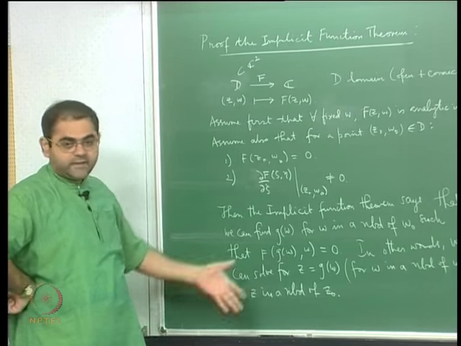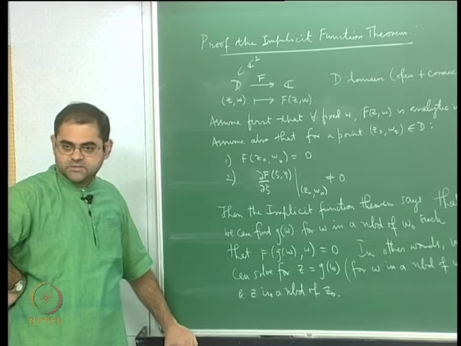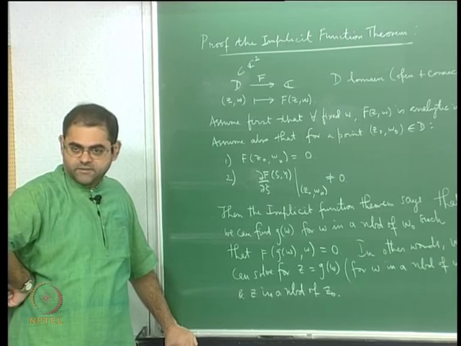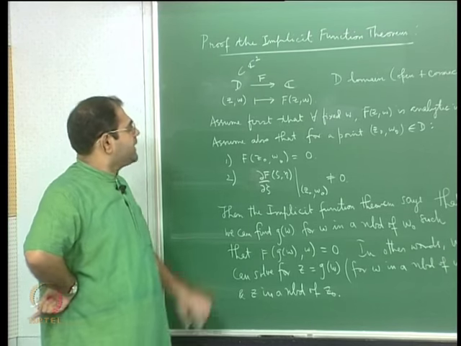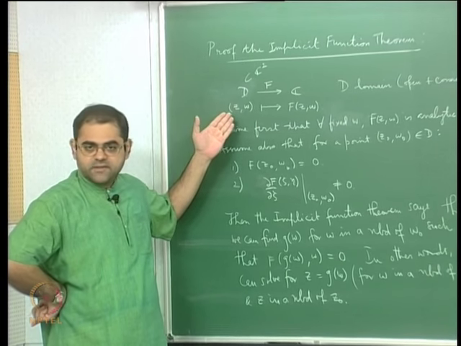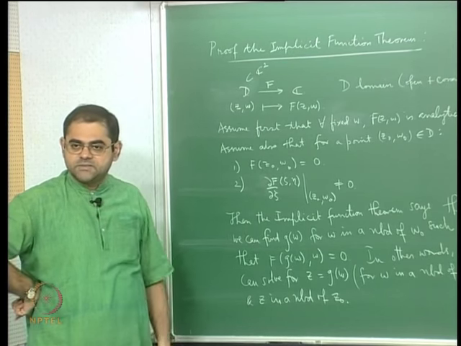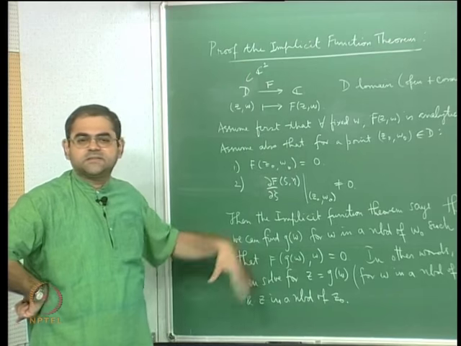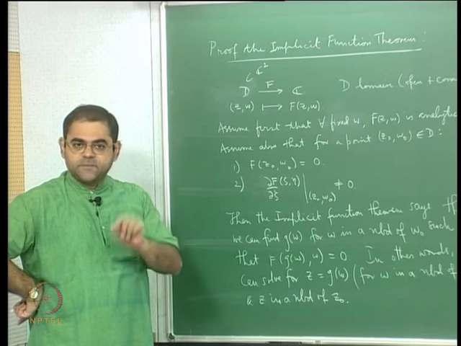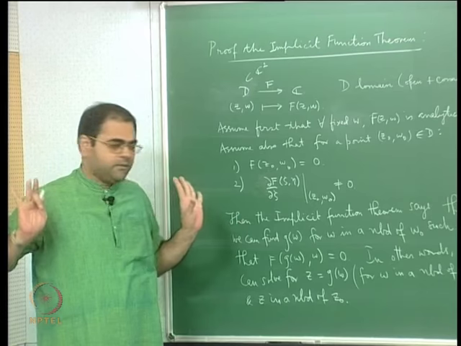And of course there is also a version of this for real differentiable functions, which is the usual implicit function theorem for real differentiable functions, okay. So here I am considering a complex function of two variables, but you can also consider a complex function of n variables. Similarly I can also consider a real differentiable function of n variables, and the statement of the implicit function theorem is always the same, it is just that you can solve for that variable with respect to which the partial derivative does not vanish, that is all, okay.